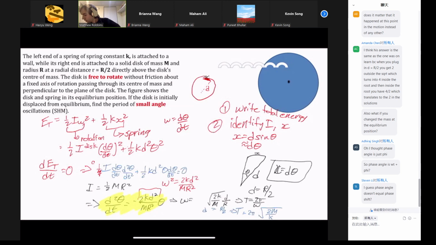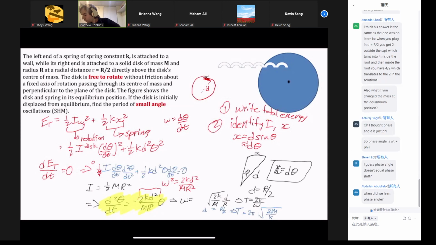Now, I see a few questions in chat. So regarding terminology, you can blame physicists for this. What we call phase constant specifically refers to phi. What we call phase angle refers to omega t plus phi. So the terminology is in the textbook. We did talk about omega t plus phi, though the textbook specifically called it phase angle.